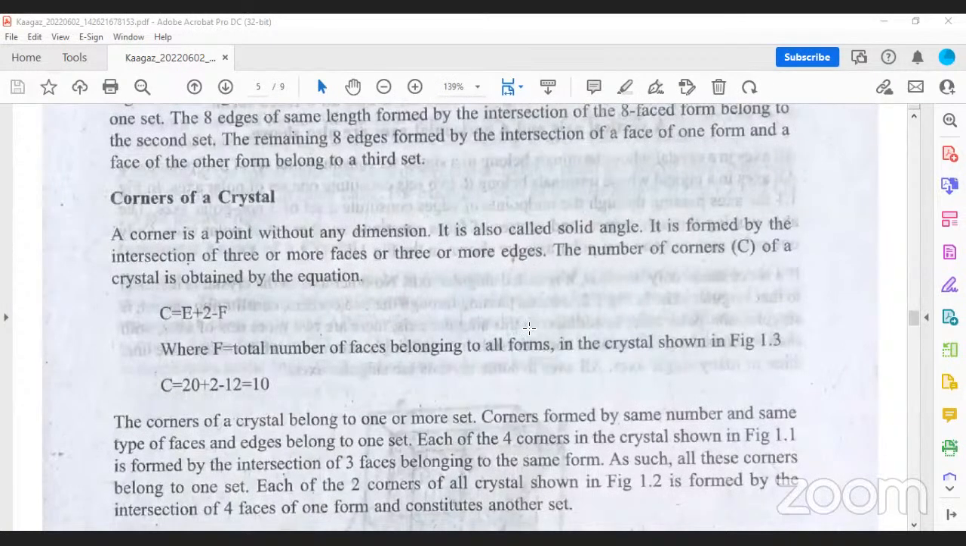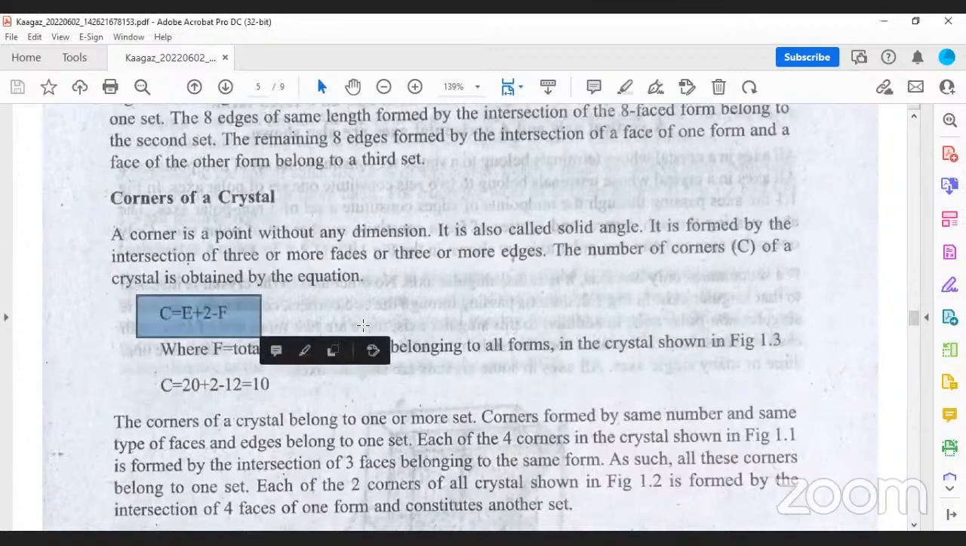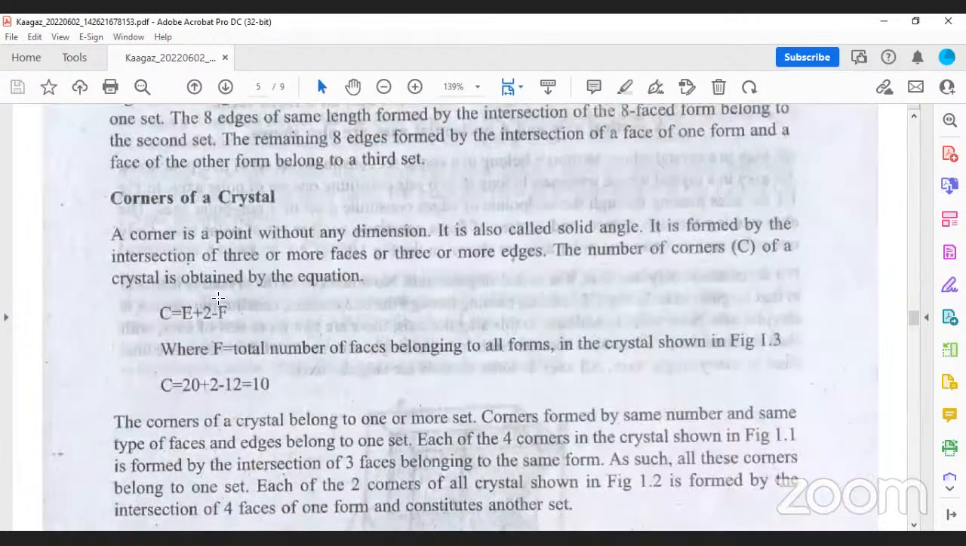Here you can call it with the corners. Yes, the corners are also important. One crystal has the edges. So how many corners? A corner is a point without any dimension. It is also called a solid angle. It is formed by the intersection of three or more faces or three or more edges. The number of corners of a crystal is obtained by this equation: E plus 2 minus F. F is nothing but faces, E is nothing but edges.